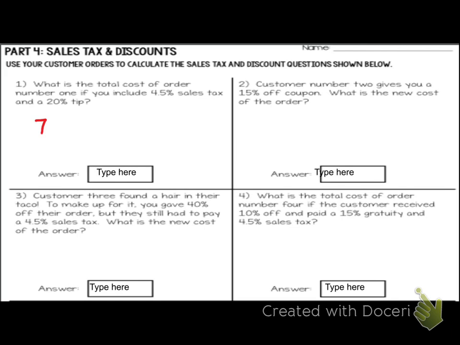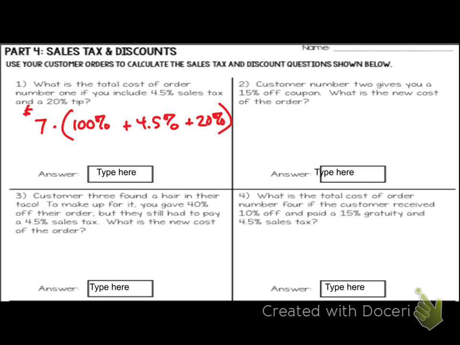And then what we're going to do is within parentheses, we're going to do 100% because we're doing 100% of our total bill, which at this point is 7, plus the 4.5% because that's added on to our bill, plus the 20%, which is also added into our bill. What you see right here is exactly what you can put into your calculator and you should get an answer. Now, for number 2, they changed it up a bit.